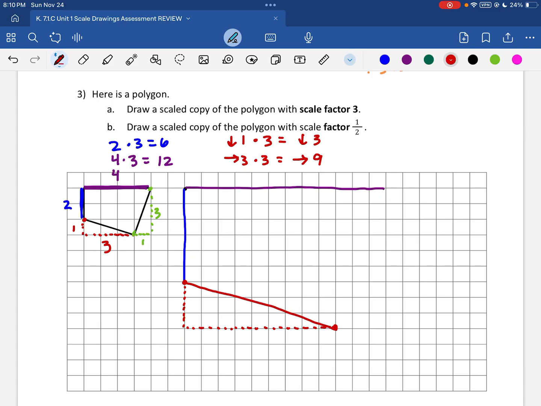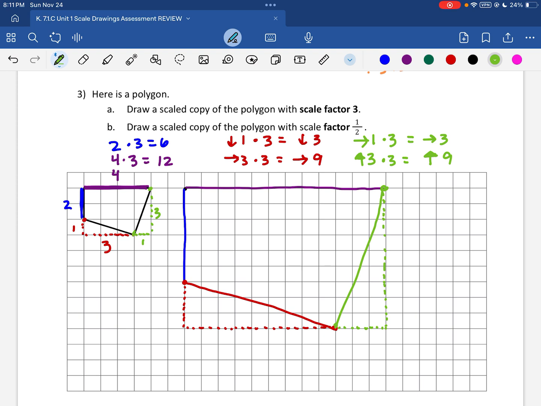And for the last one, the green one, I went over 1 and up 3. But over 1 is multiplied by 3, which means now I'm going to go over 3. And up 3 multiplied by 3 now means I'm going to go up 3 times 3 is 9. So from here, I go over 3, up 9, 7, 8, and 9. And now I can draw the path that that bird would be able to take. And there is my scaled copy with scale factor 3.